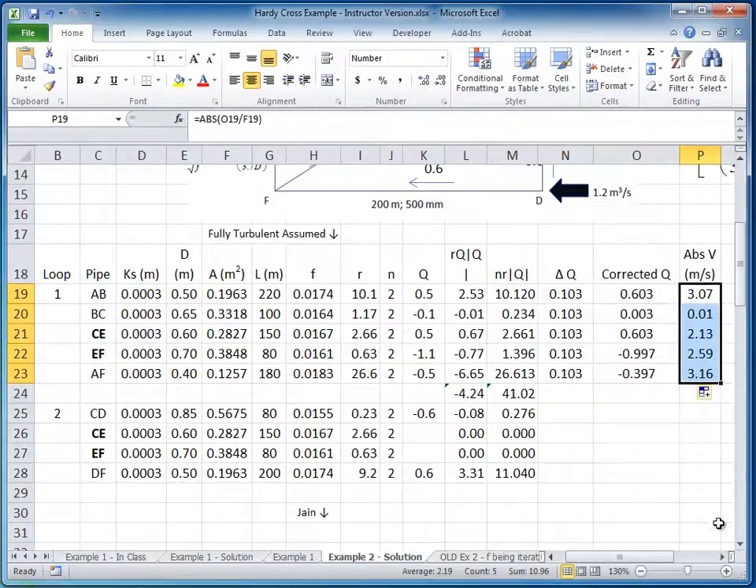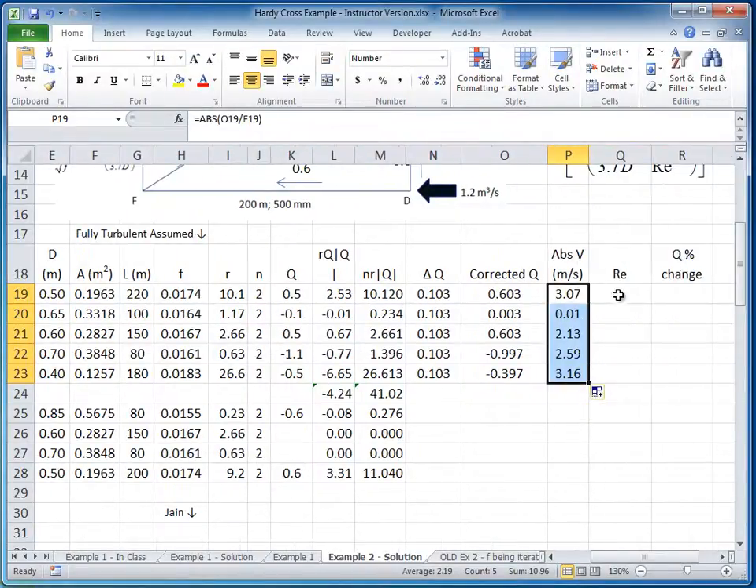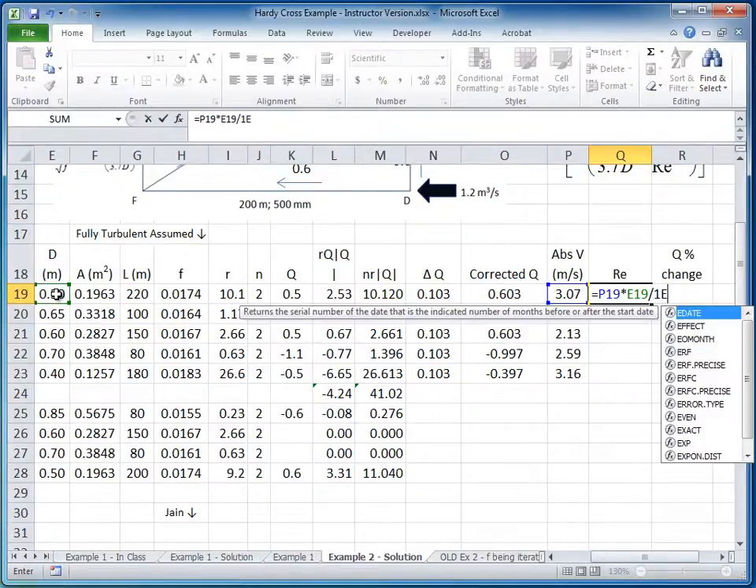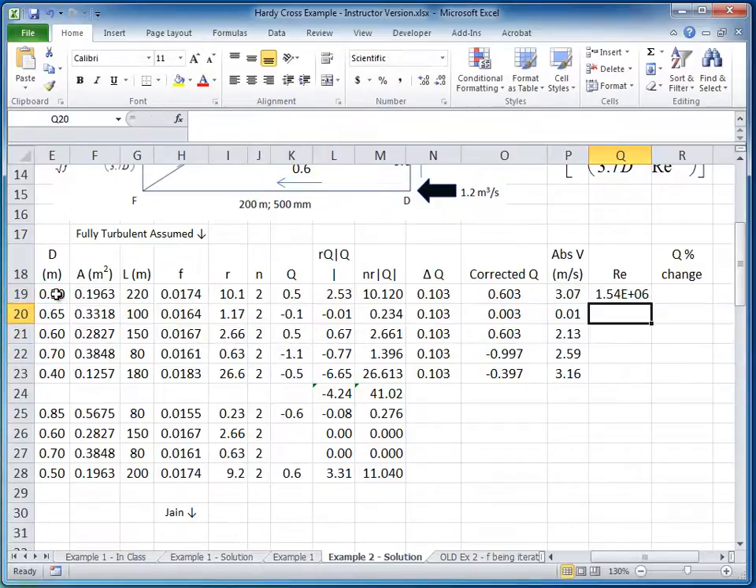And the Reynolds number is V times D divided by the kinematic viscosity of water, which is 1 times 10 to the minus 6th. All right, so now I've got Reynolds numbers there.